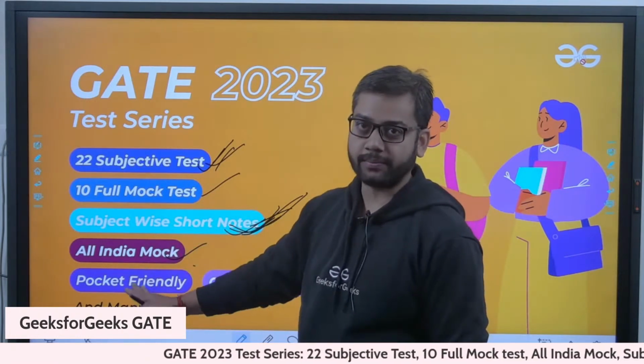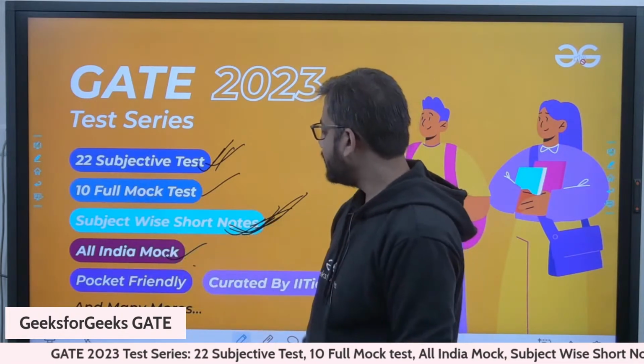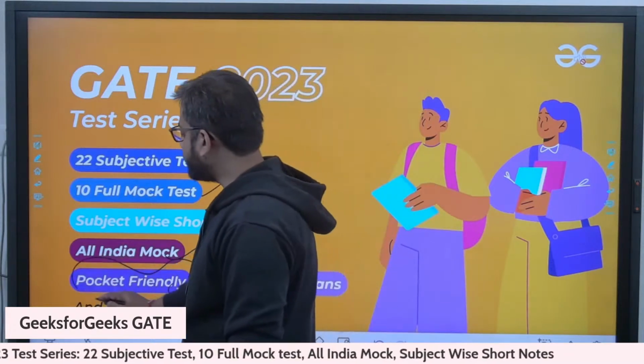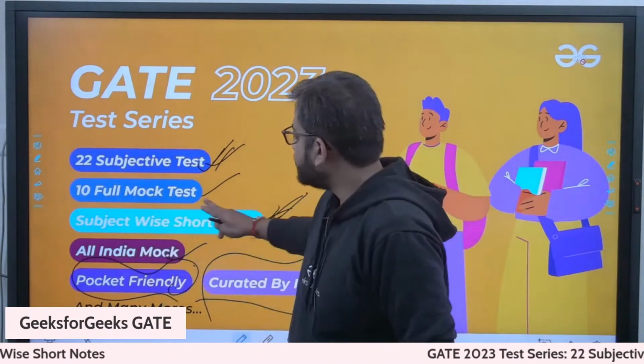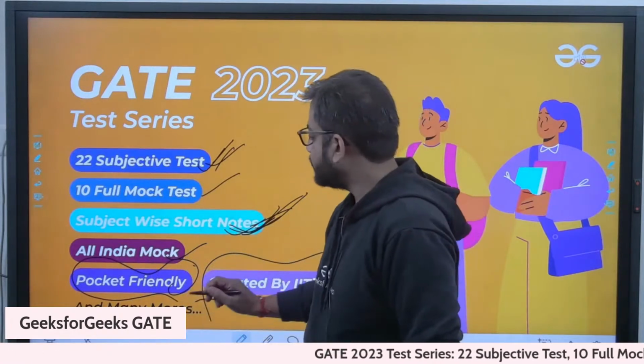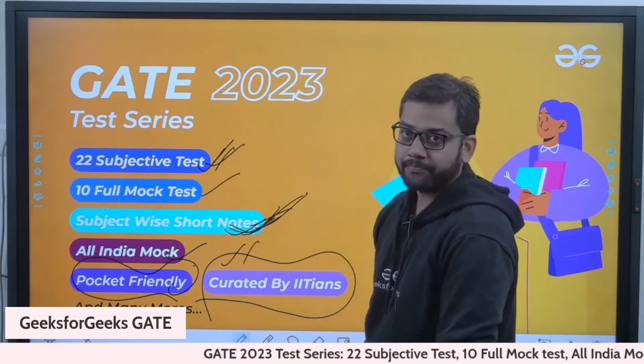All India Mock is free, okay. You will know this because the All India Mock is going on, so you can also watch the All India Mock. And all this is very pocket friendly, created by the ITNs. If I compare it with any of the test series in the market, the GFG test series is so minimal, it's pocket friendly, okay.